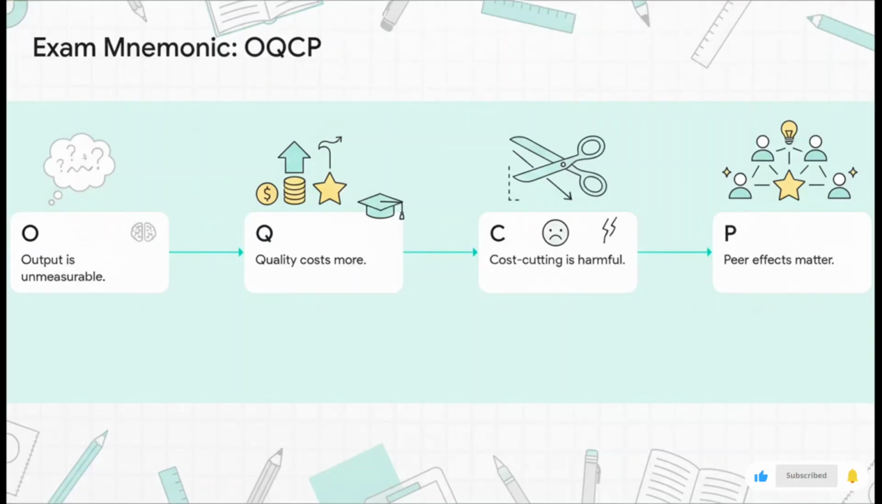Okay, I know that's 4 big arguments to keep in your head under exam pressure. So to make it easy, just use this simple mnemonic: OQCP. Output is unmeasurable. Quality costs more. Cost cutting is harmful. And peer effects matter. OQCP. It's a super easy way to structure your whole answer.